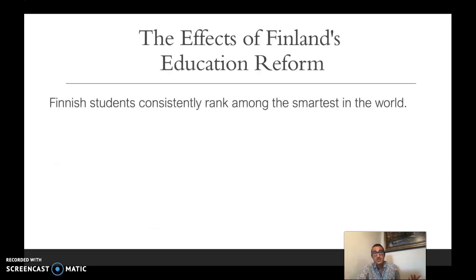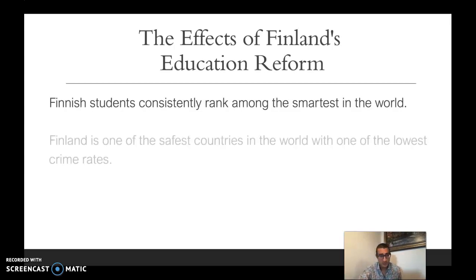The effects of Finland's education reform have been extraordinary. Finnish students consistently rank among the smartest in the world.